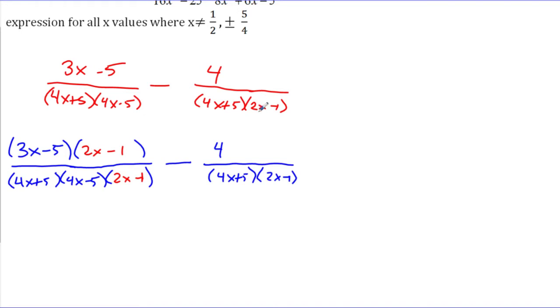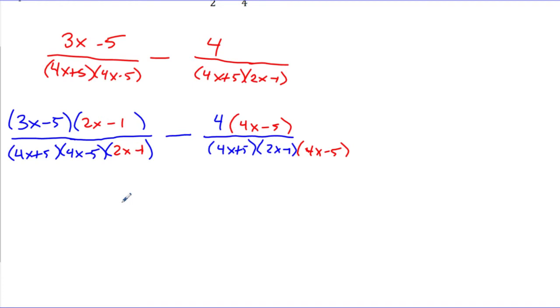And I'm going to introduce a brand new factor. I'm looking at this one and saying, I see a 4x plus 5 and I see a 2x minus 1. But the one on the left here has a 4x minus 5. That's new. This is not showing up on the right, so I need to introduce that. 4x minus 5 needs to be over here, which means I need it in the denominator and the numerator. So now the denominators are the same. All three factors are showing up in both denominators, and that means that I can simplify the numerators.